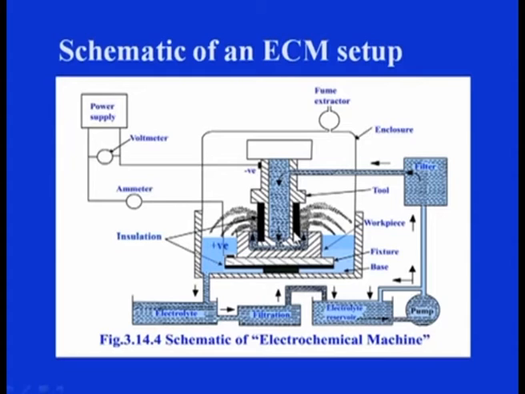This might cause the blockage of the gap or reduce the efficiency of the process. Therefore, there are different mechanisms like a settling tank, then filtering the electrolyte, and then finally pumping it again into the gap. Generally, the entire system is put under an enclosure, so that any fumes, toxic fumes etc., produced in the process do not affect the environment and the operator.